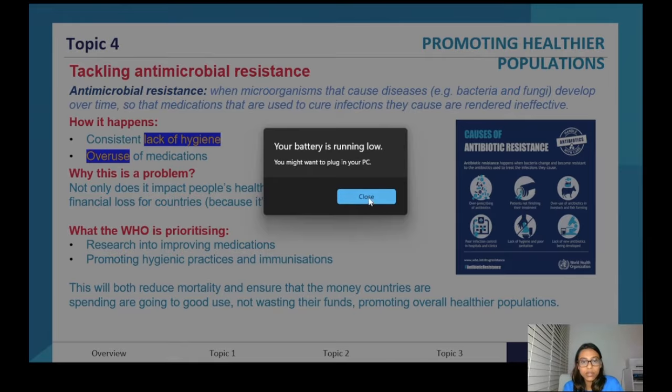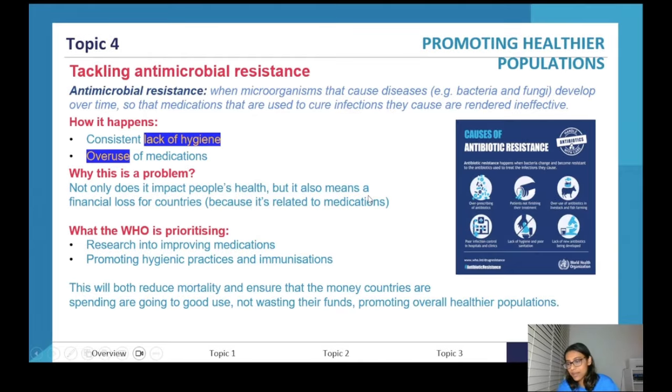Oh my god, why is my battery running low? I have plugged in my PC. I swear. I'm so confused.